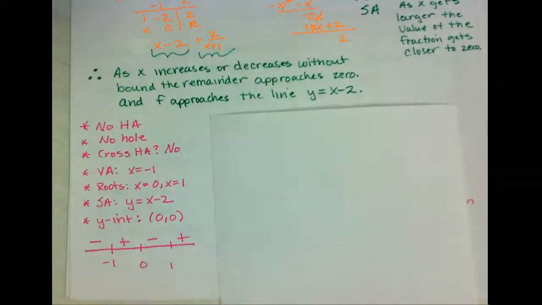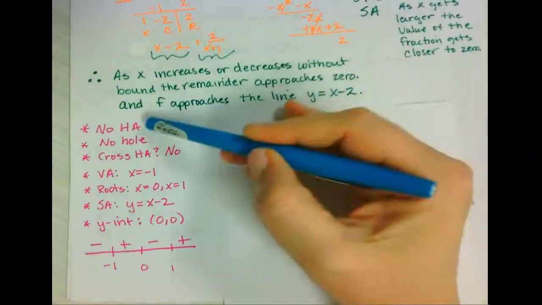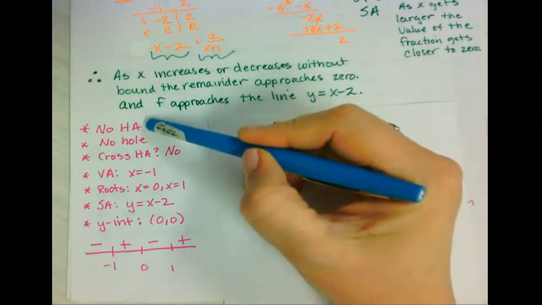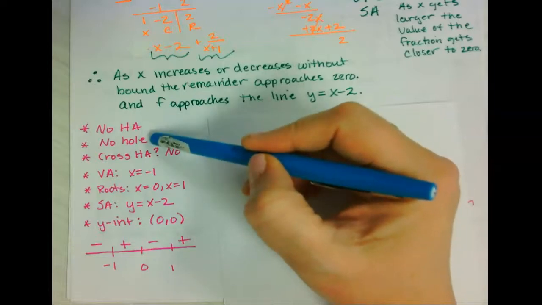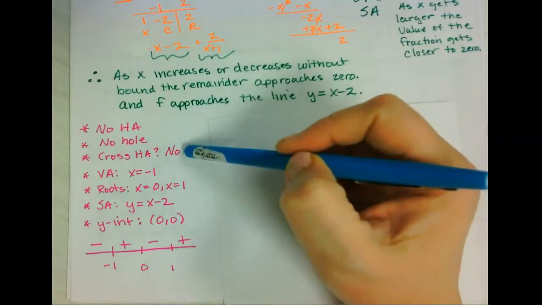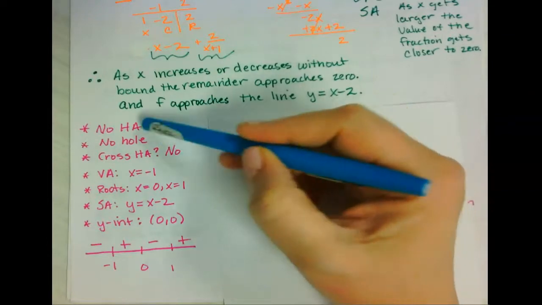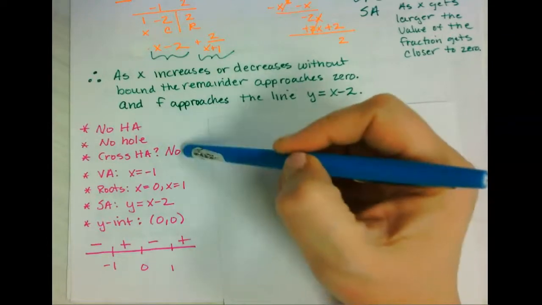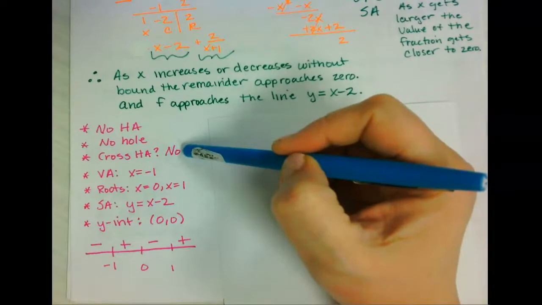So as I go through it, I would say, does it have a horizontal asymptote? No. The degree is bigger on the top, so there's no horizontal asymptote. Then I might do factor cancel. Well, I looked at factor cancel, but there really was nothing to cancel, so no hole. Then I'm going to check to see if it crosses the horizontal asymptote. Well, if there's no horizontal asymptote, there's nothing there for it to cross, so that's an easy no.